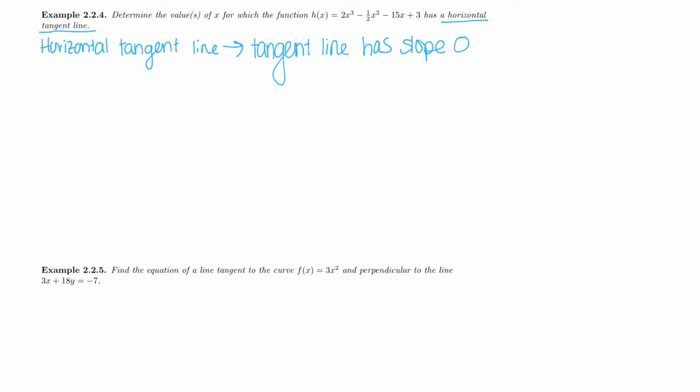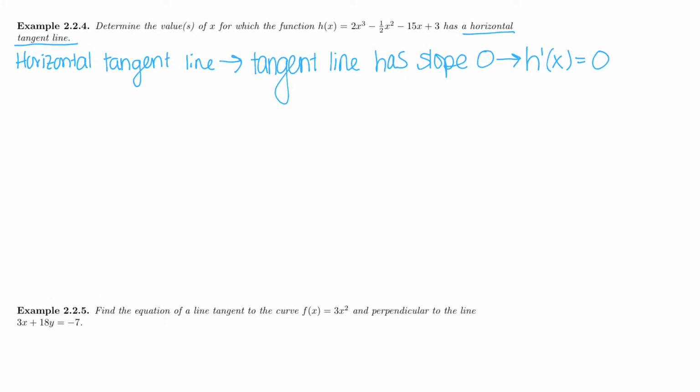So if the tangent line has slope 0, that means the derivative there has to be 0, because the derivative is going to give us the slope of the tangent line. So we want to find out where h prime of x is equal to 0.